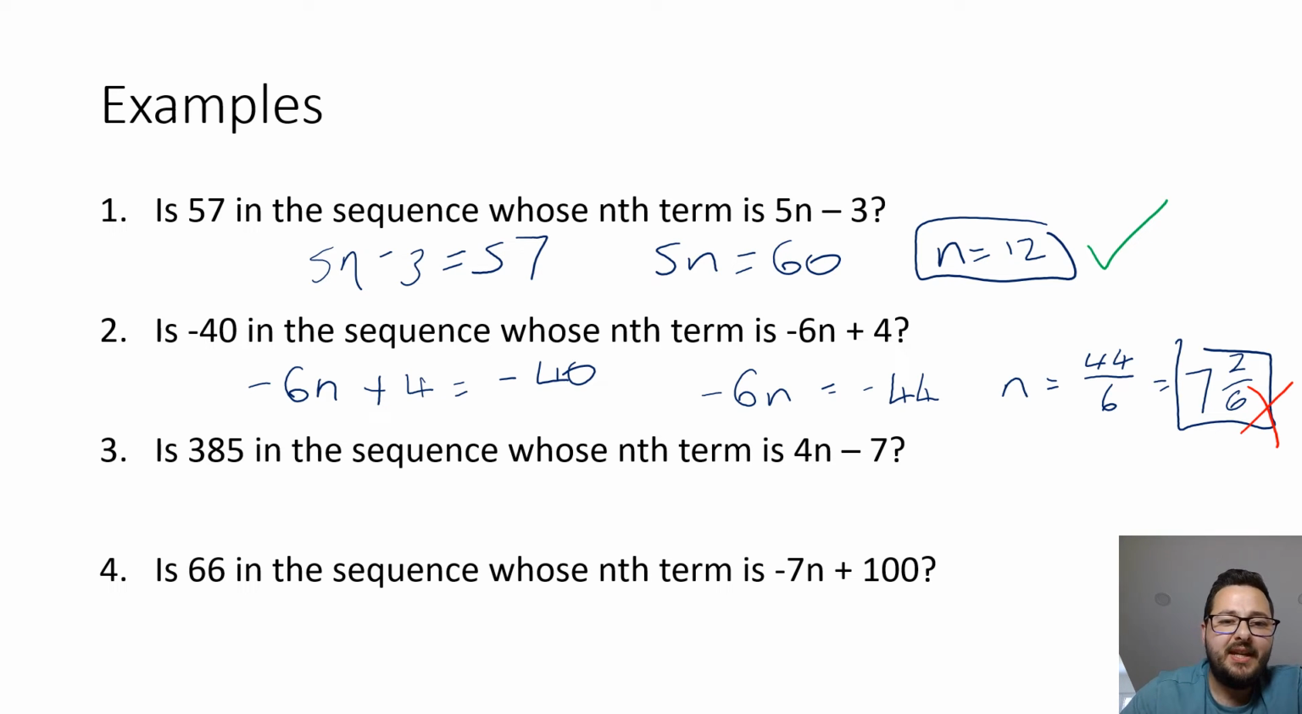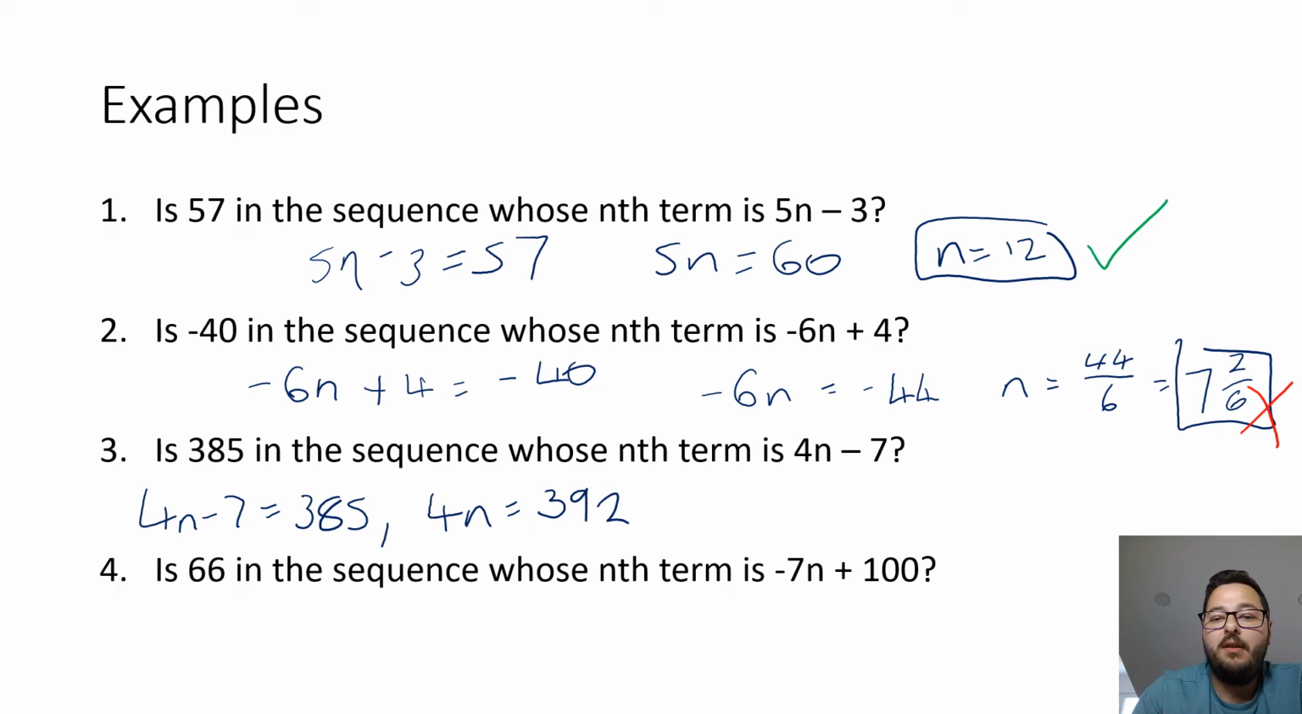Okay, next one. Is 385 in the sequence whose nth term is 4n minus 7? So 4n minus 7 is 385. We'll add 7, so we get 4n is 392. And then we divide by 4, so n is going to be, oh blimey, why have I done this to myself? 98, I believe. I think n would be 98.